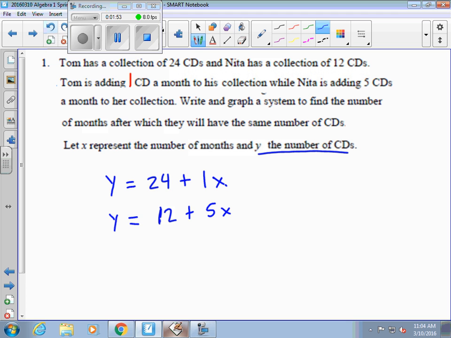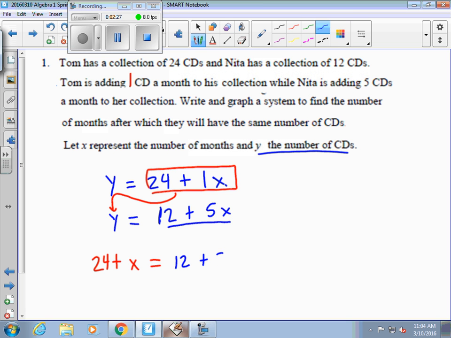It doesn't tell you which method to use, but remember, substitution is the method we use when we have a variable isolated. We have two equations where Y is isolated. This is the value of CDs that Tom has, 24 plus 1 times the amount of months. So in place of Y, we can sub that expression in. 24, not 22, 24 plus 1x is equal to Nita's 12 plus 5x. So we have a simple equation with variables on both sides.